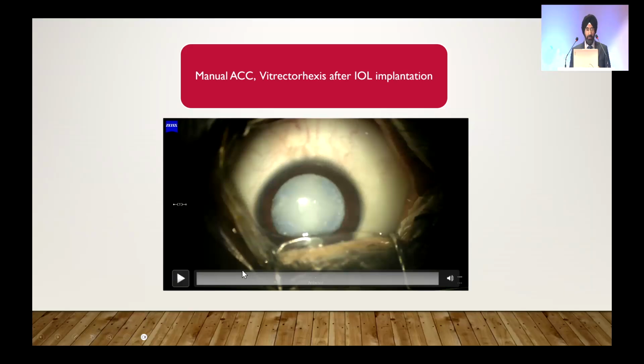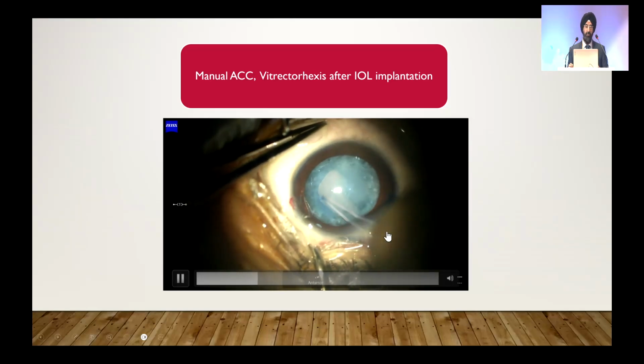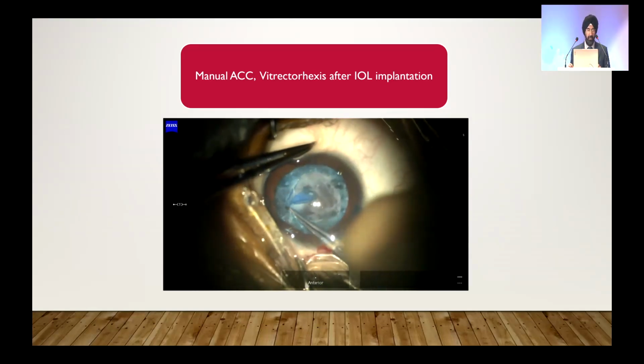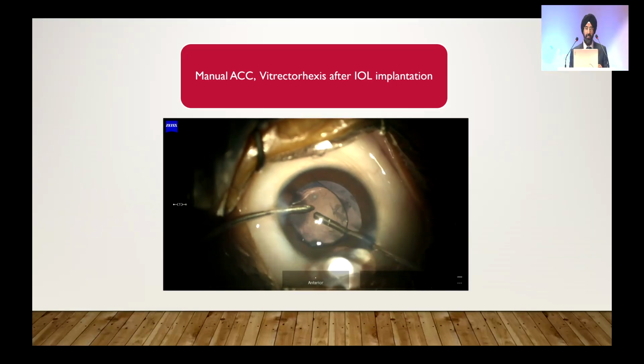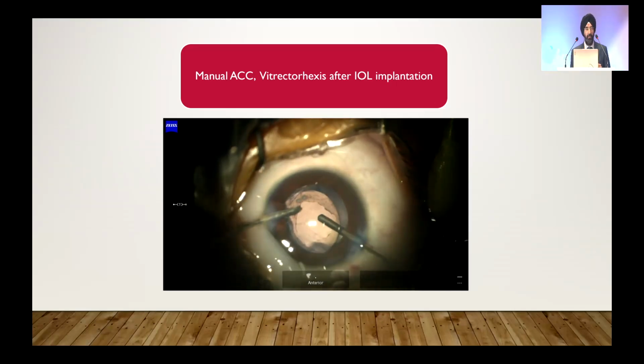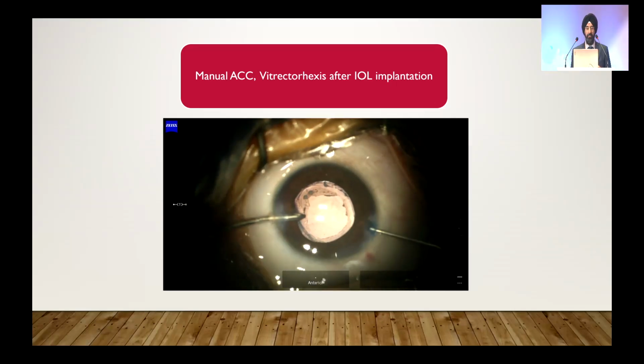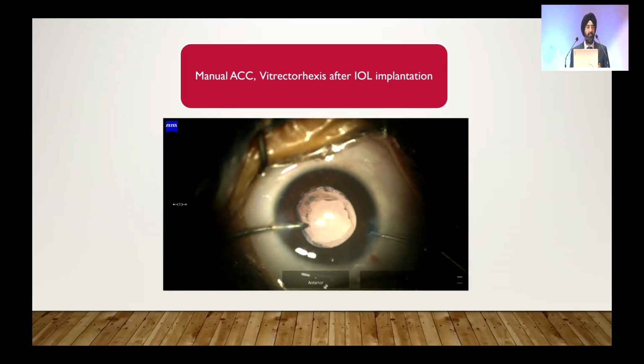The other thing you could do is a vitrectorhexis. In such cases, when you know that the capsule is weak, doing a manual capsulotomy, a posterior capsulotomy, is difficult. So we place the IOL, and then go behind the IOL and do a vitrectorhexis. This is a safer procedure in such conditions. You have to see the morphology of the capsule before deciding what you want to do: do a manual capsulotomy before, or do a vitrectorhexis after placing the IOL.